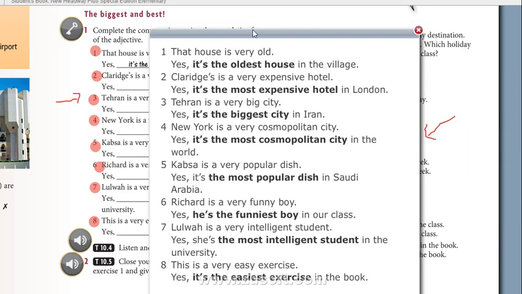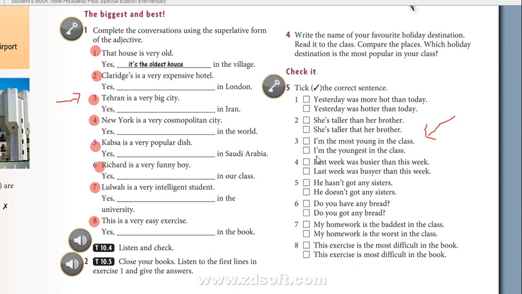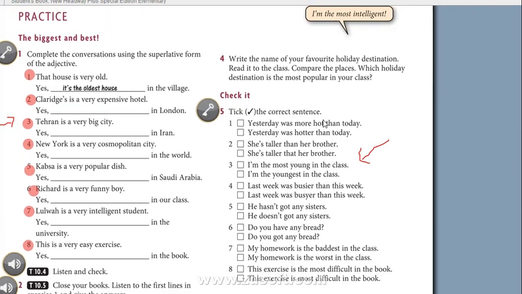Now the answer key for question number 1. This is the answer for question number 1. Notice the oldest house, the most expensive hotel, the biggest city, the most cosmopolitan city. So every time you use the article the before the superlative form of the adjectives. Okay, now move on to the next question.